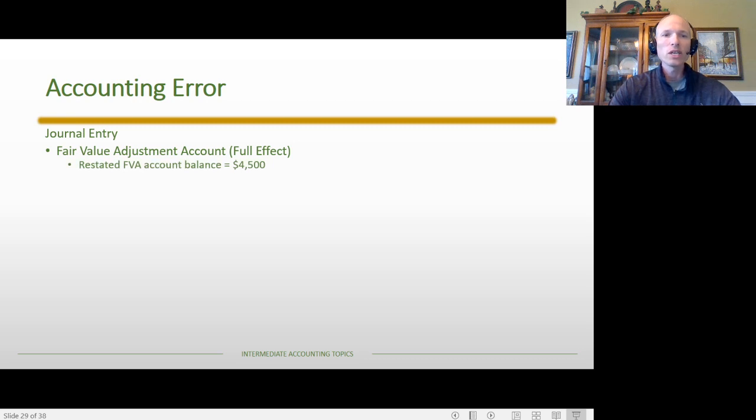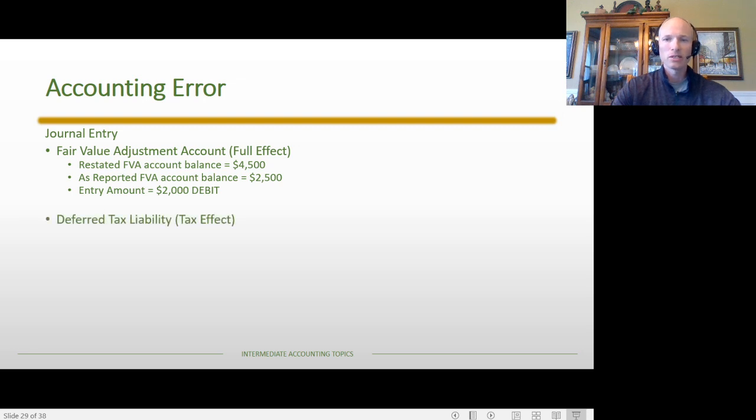And so the restated fair value adjustment account balance should be $4,500 because the fair value of the asset is $17,000. The original cost was $12,500, and so the restated account balance should be $4,500. The as-reported account balance was $2,500. And so what that means is we need to increase the balance in our fair value adjustment account by $2,000, which means we need to debit that account. So that's part of our journal entry. The full effect is being captured in this asset, the fair value adjustment account.